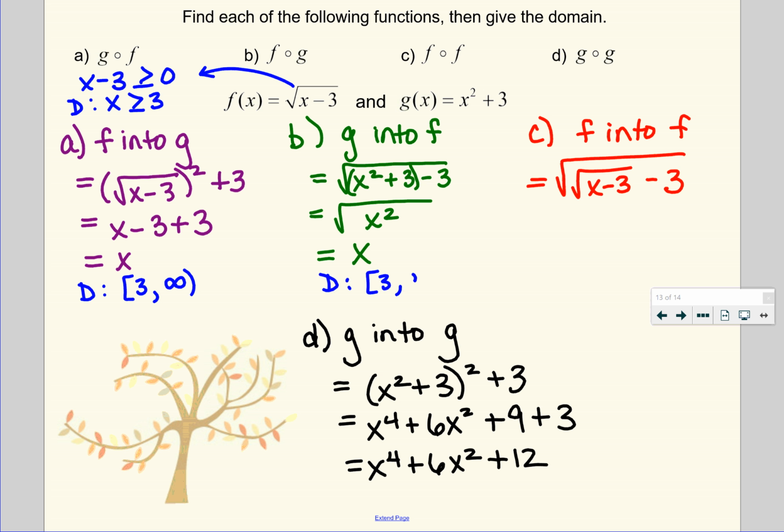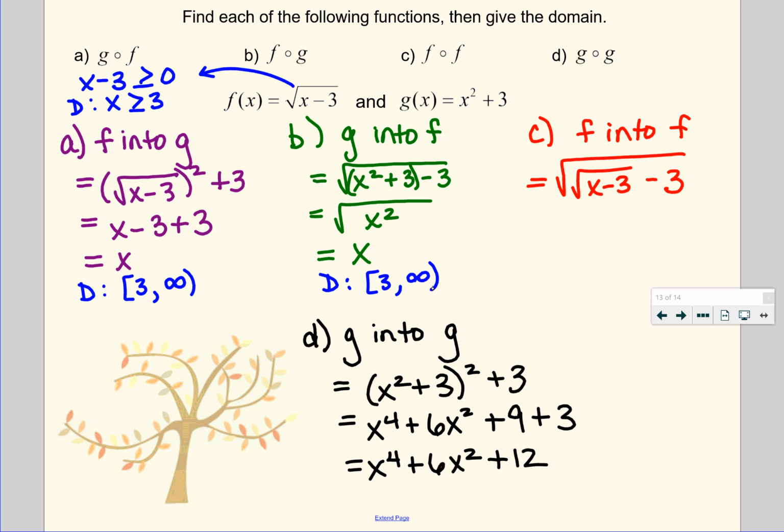3 with a bracket to infinity, because that was the domain of function f. Letter C is a little tricky. It's kind of hard to explain how you would solve for this, so let me put it this way. It's going to have more restrictions than 3. For example, if I put 4 in here, 4 minus 3 would give me 1. Square root of 1 is 1. But then if I subtract 3 from that, I would have a negative. So 4 doesn't work. 5 doesn't work. 6 doesn't work. What's the first integer that you could plug in here that would work as you go up?